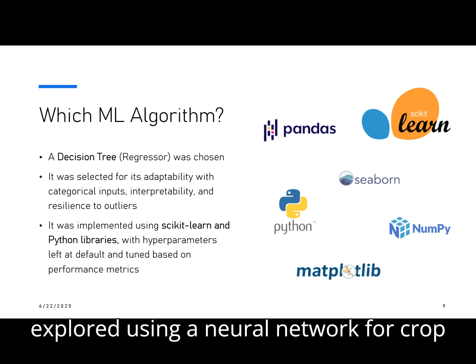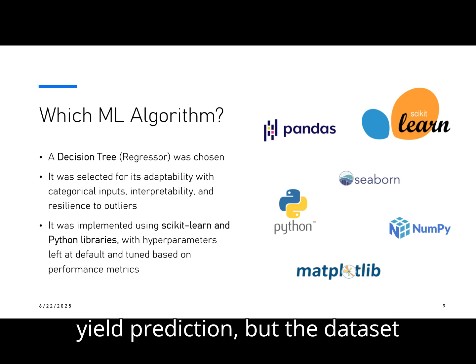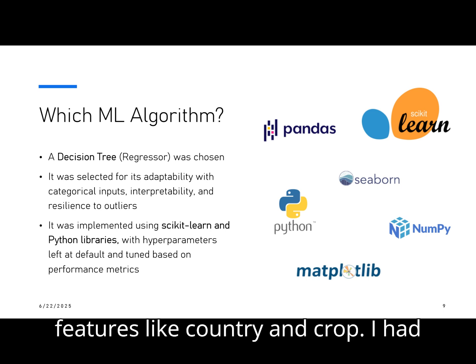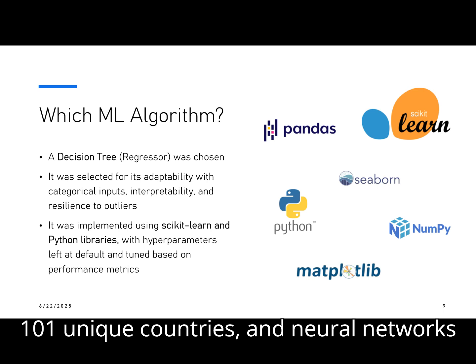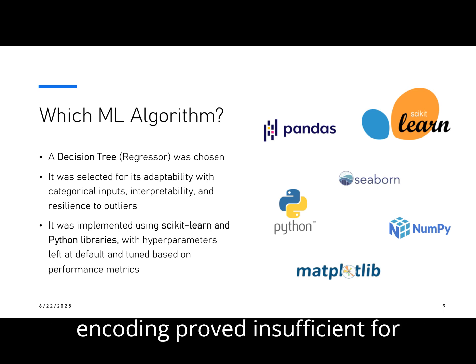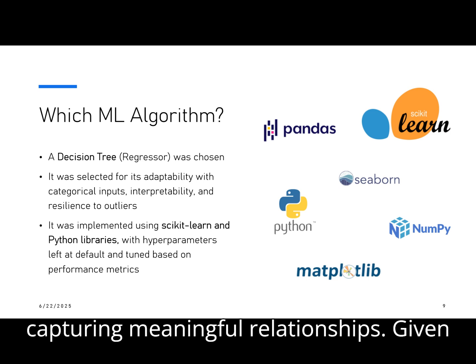Initially, I explored using a neural network for crop yield prediction, but the dataset included high cardinality categorical features like country and crop. I had 101 unique countries, and neural networks often struggle with such inputs. Label encoding proved insufficient for capturing meaningful relationships.